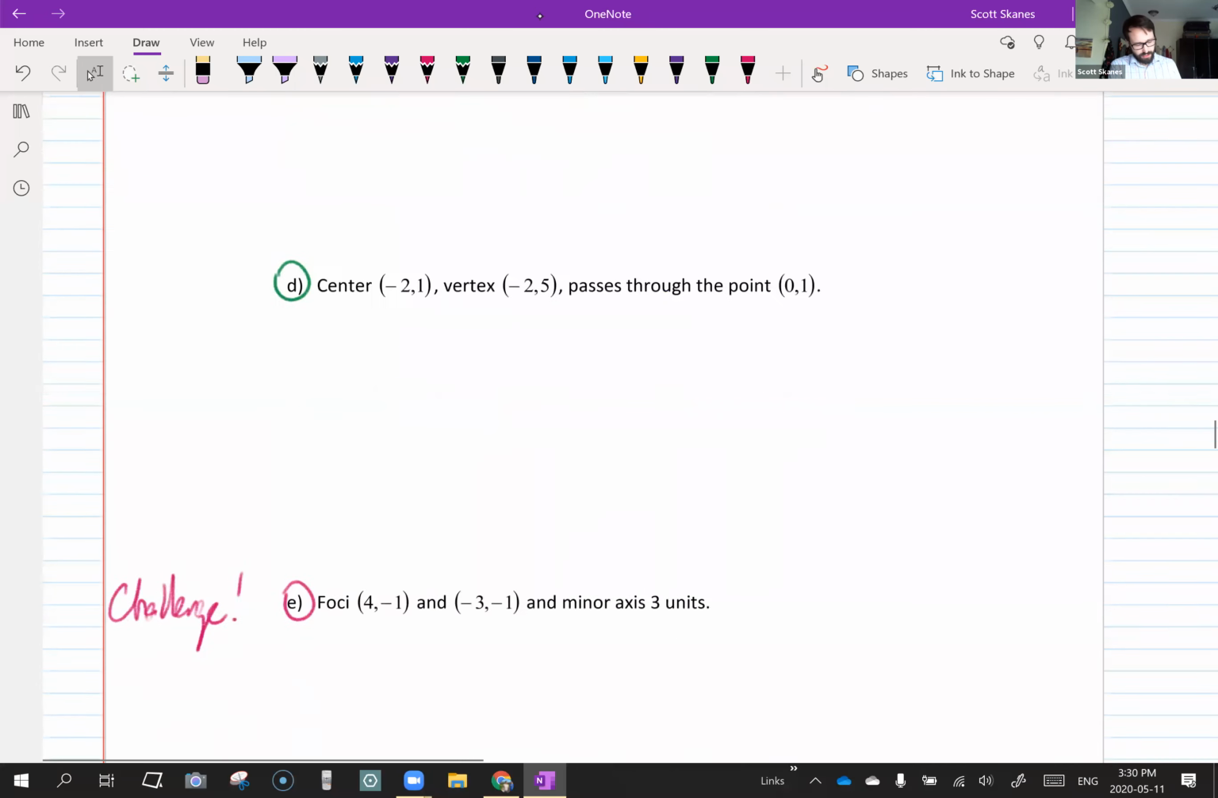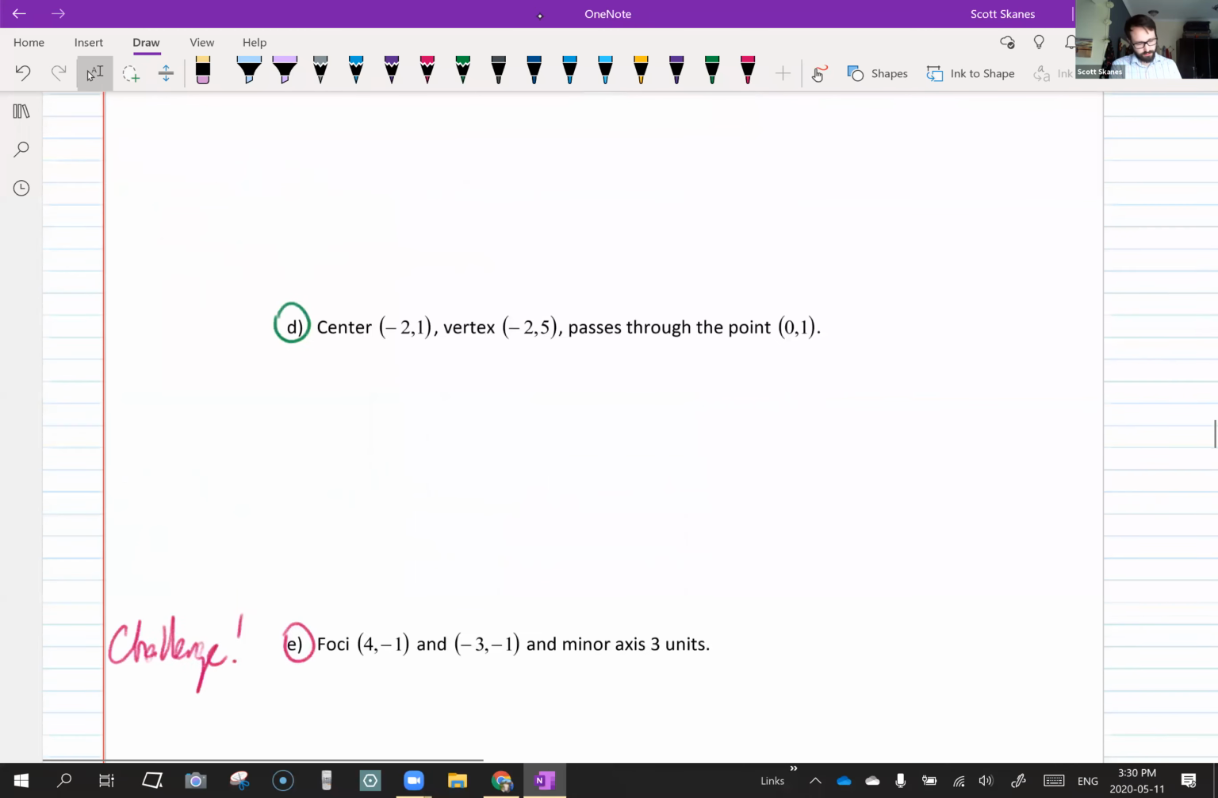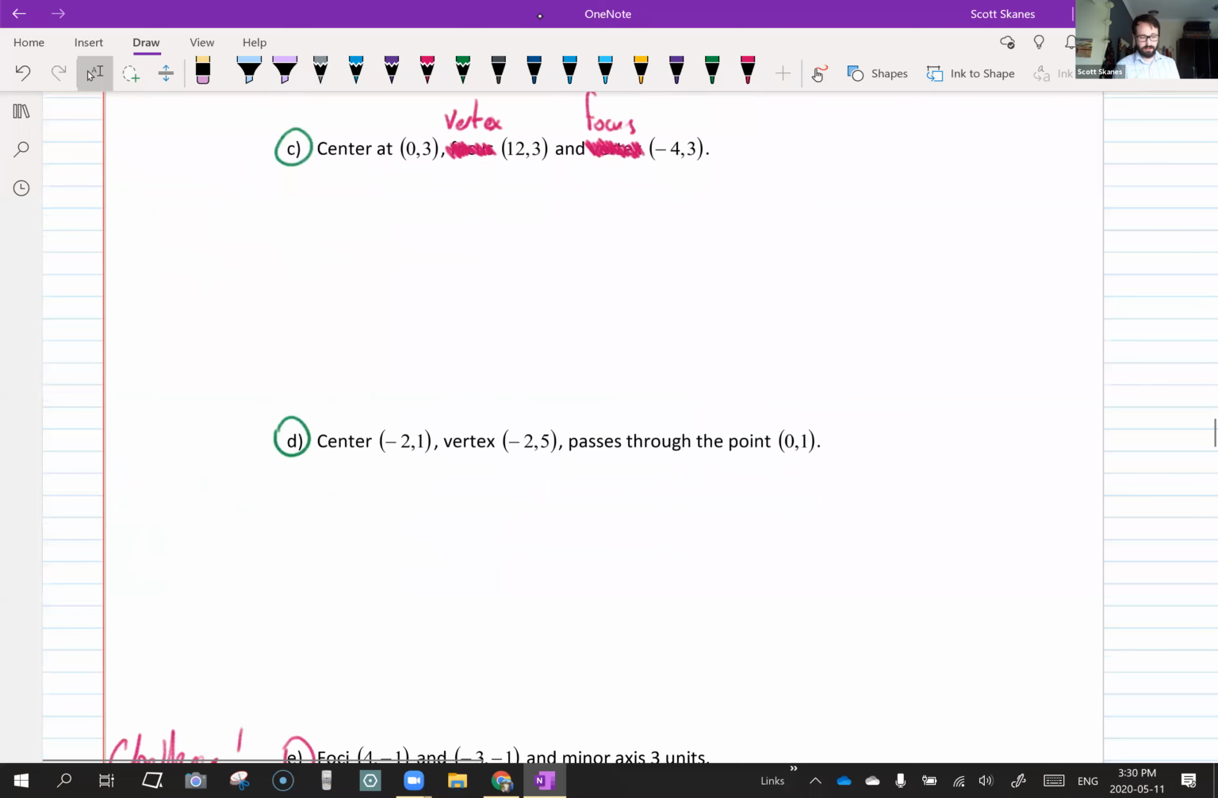But we will try. Which ones? C and D here. C, Tom did one just like it, and then D is fresh. So let's see what we have here. This is the only kind of question that requires, I would say, extra thought. So you can't follow the same recipe. You need to figure it out, okay?